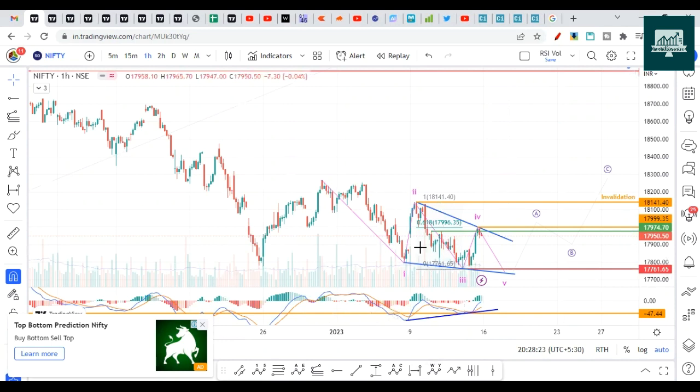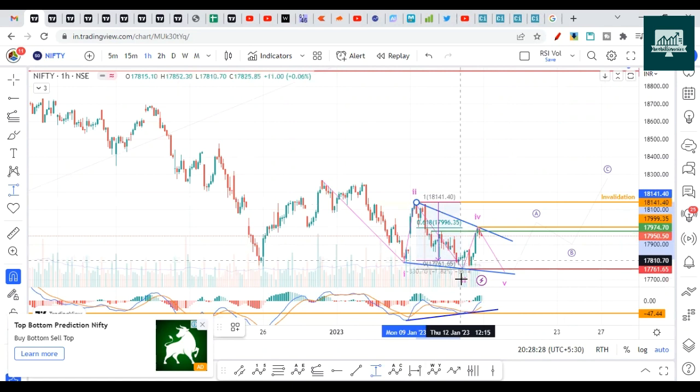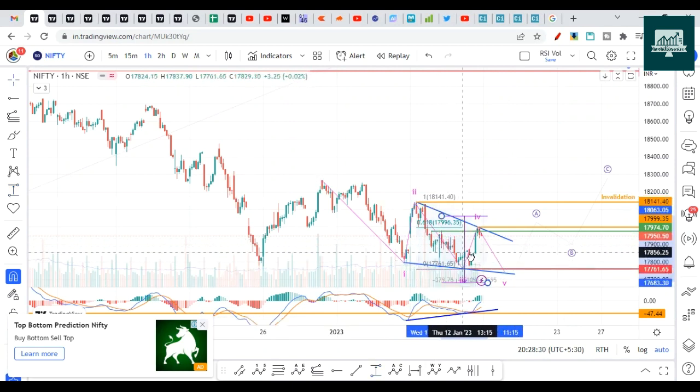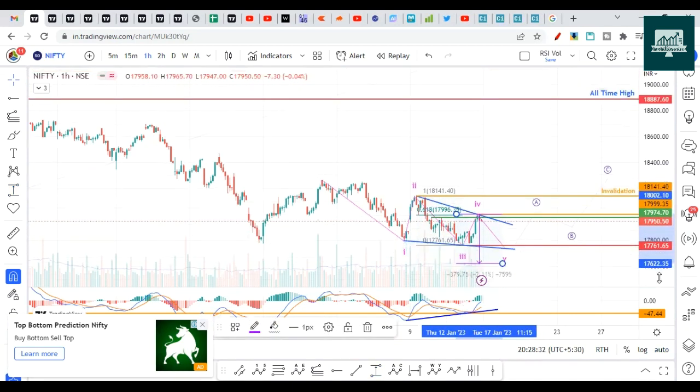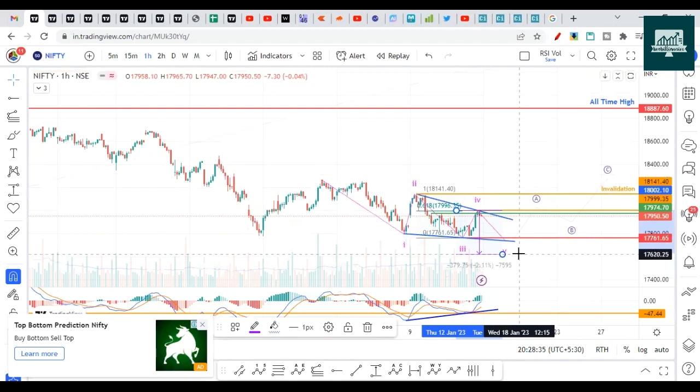So we can expect a max move less than this. Okay, so we should not expect anything beyond 17,600. That is also a big target. If I have already shorted here, and tomorrow it opens gap down or starts trading on the downside, I will just look and close my position near 17,750 or 700 max.